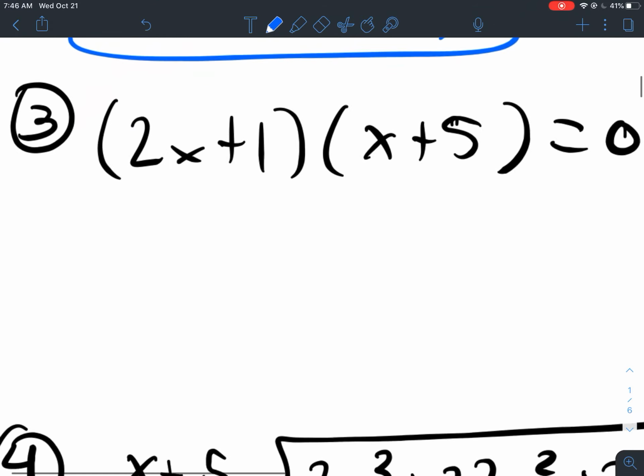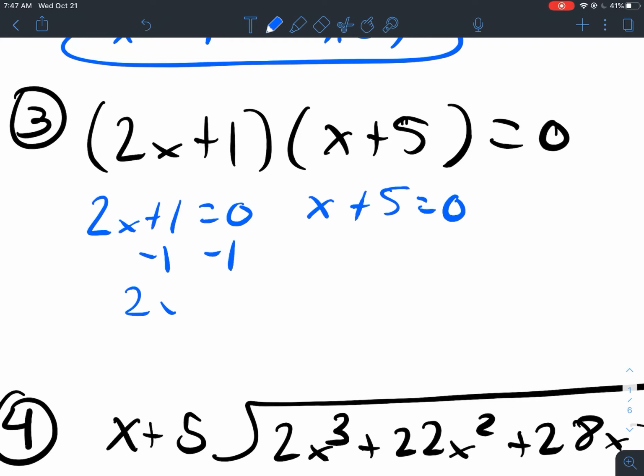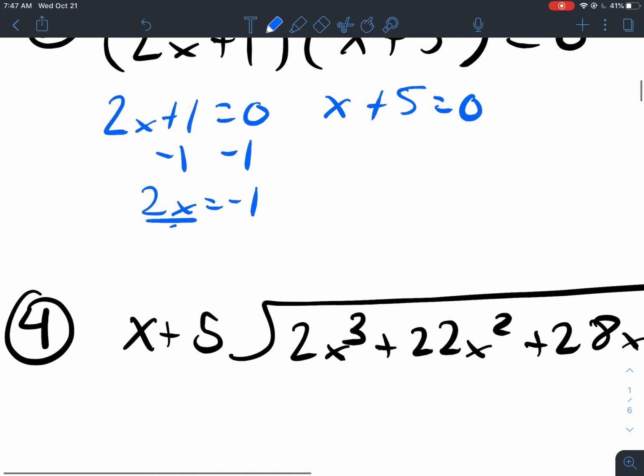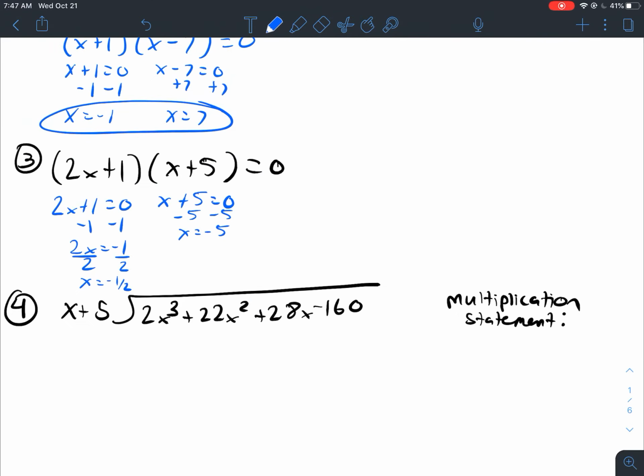For number 3, it's actually way easier. They've already factored it for us. They did all the hard work. So now all we need to do is set these factors equal to 0. I'm going to do 2x plus 1 equals 0, and x plus 5 equals 0. Now we need to solve for x. We're going to do minus 1. I get 2x equals negative 1, and divide by 2, I get x equals negative 1/2. We do minus 5, I get x equals negative 5. So my two solutions here would be x equals negative 1/2 and x equals negative 5.